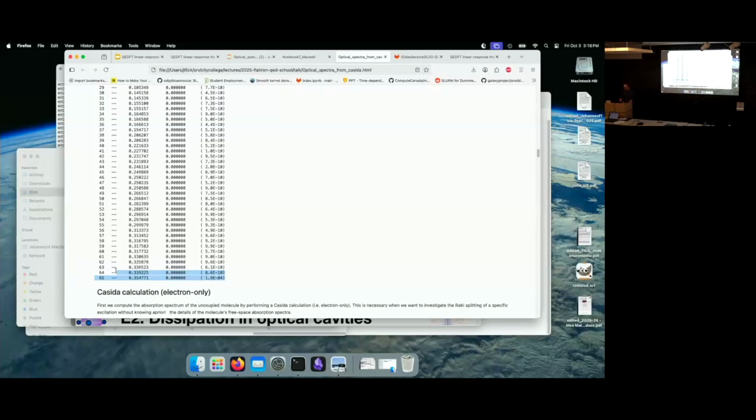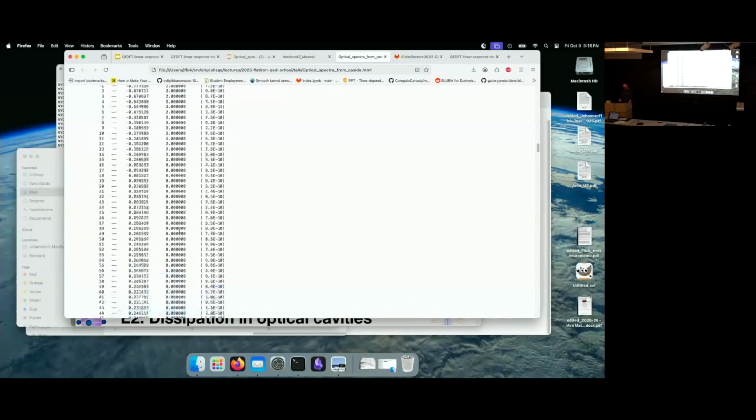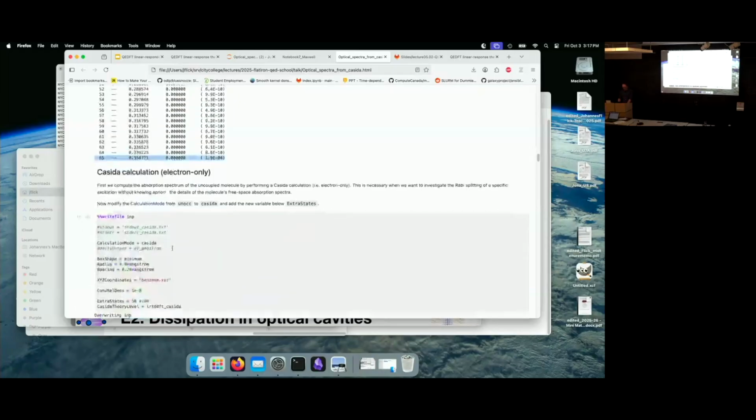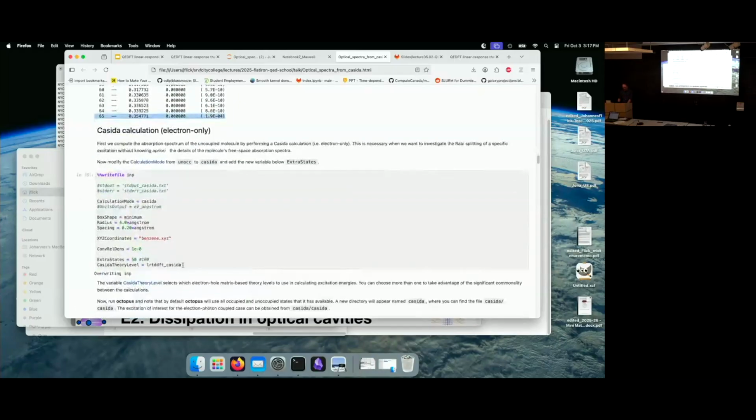And then you see in this calculation, most of them are unoccupied, and up to 15 they are occupied, doubly occupied, and then we go down to unoccupied ones up to 50. So that's what you run first, and then the next part is the Casida equation, right?